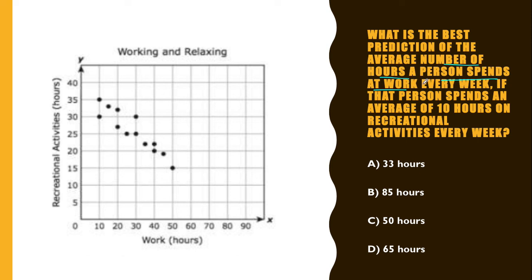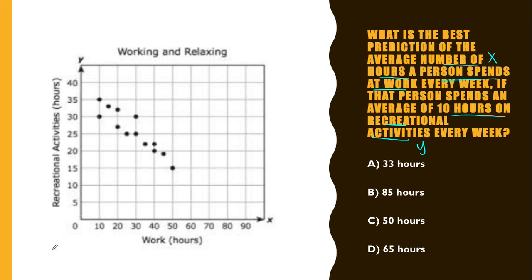Spends at work. So I'm looking for work hours. So I'm looking for x. If that person spends an average of 10 hours on recreational activities, that's y. Pause the video.